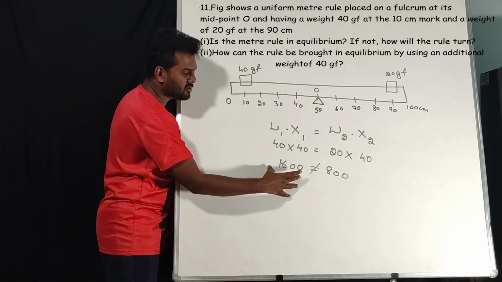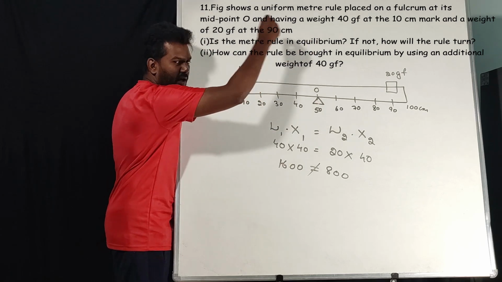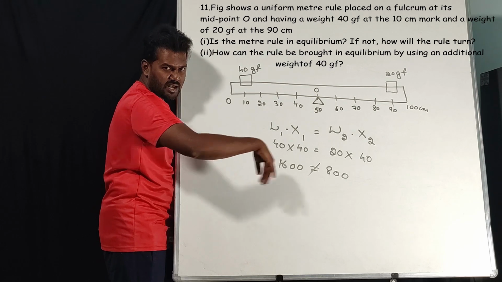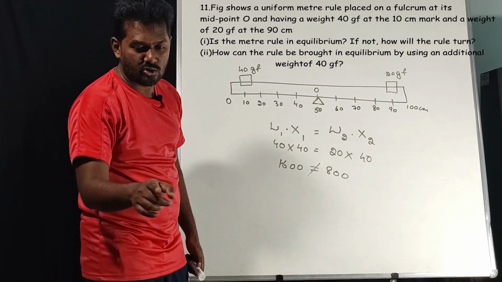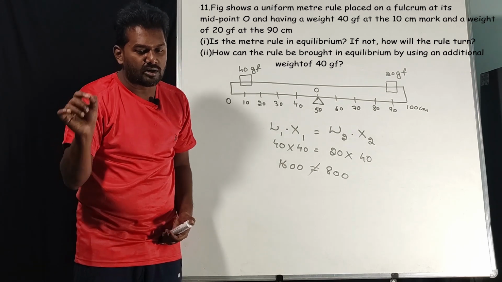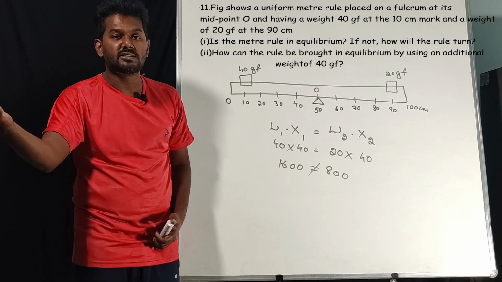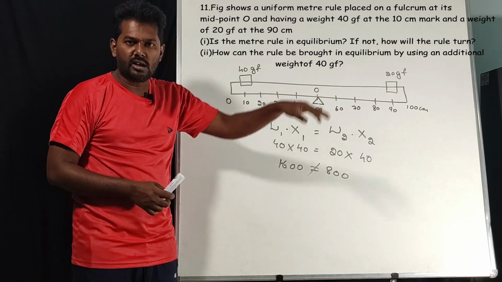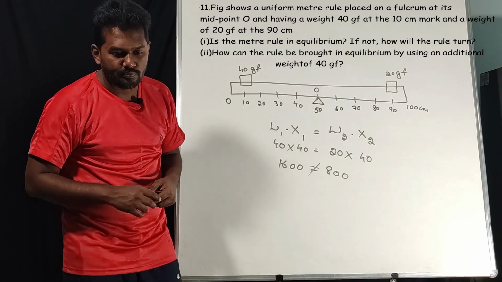So this side is more. That means it is going to rotate in this direction, correct? So what kind of direction is this? Anti-clockwise direction. So what you have to write? The meter rule is not in equilibrium and it will turn in anti-clockwise direction. Anti-clockwise direction is always taken as positive. Keep that in mind. Now we'll go for the second one.